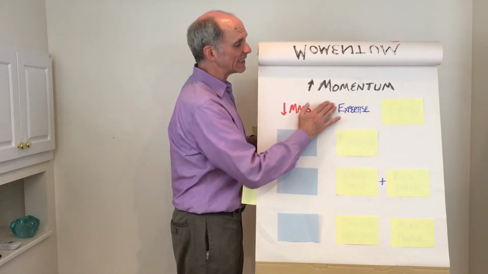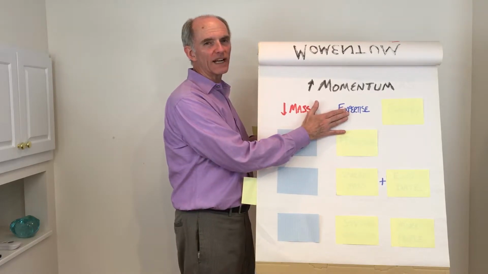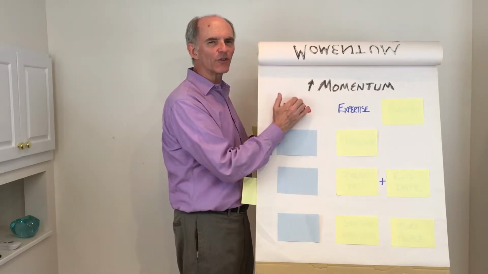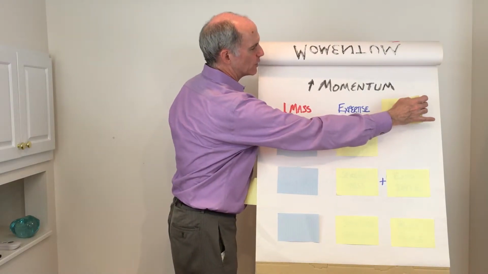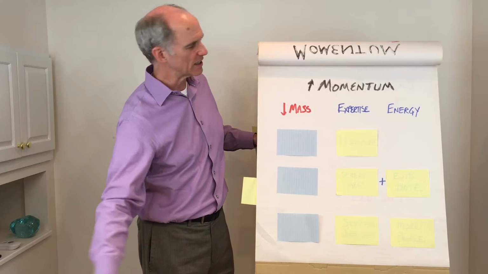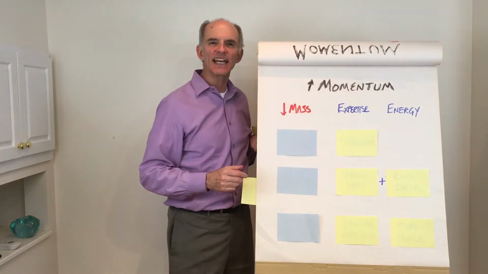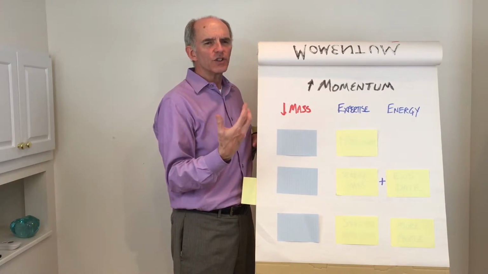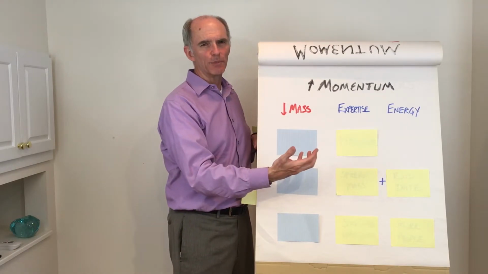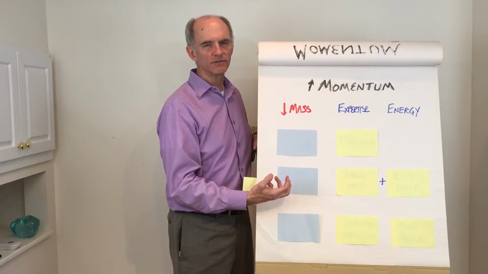So if you get the right expertise doing the right task, the amount of effort actually goes down. And then the second way to increase momentum through decreasing mass is by increasing the energy on it. What I mean by that is if your team is excited about getting to point B, the effort actually will go down.